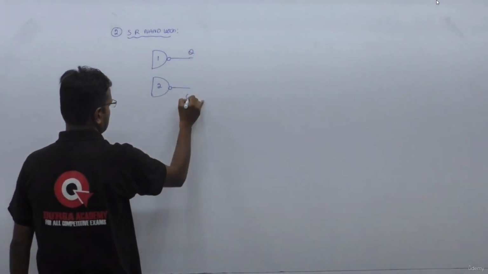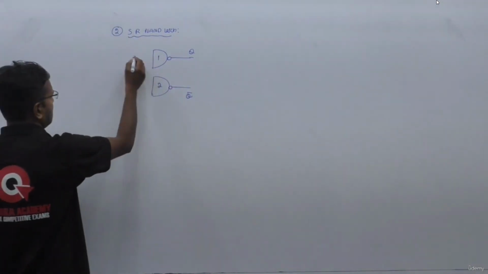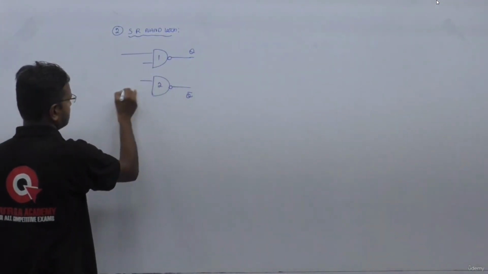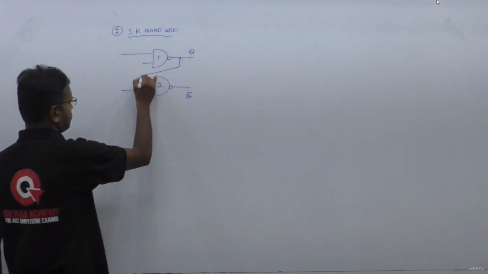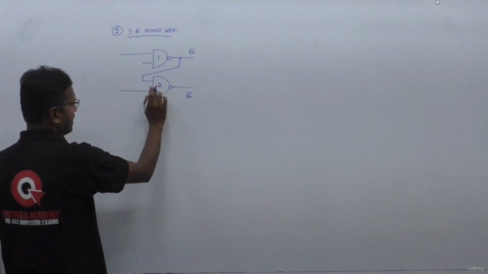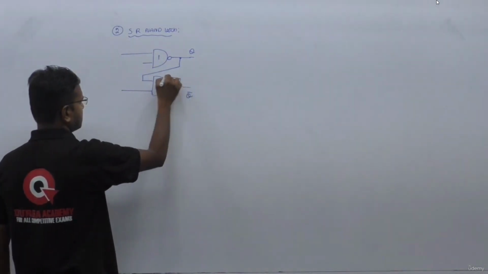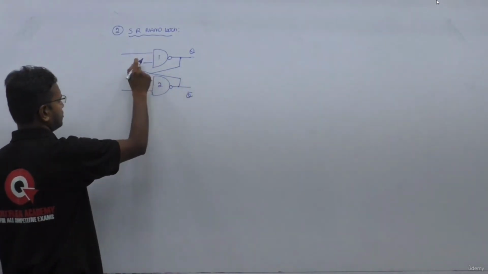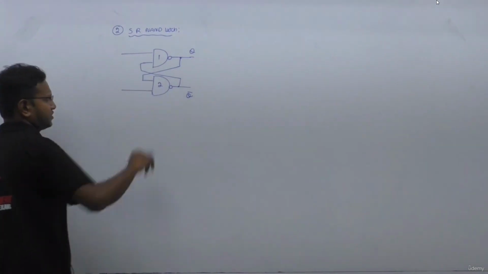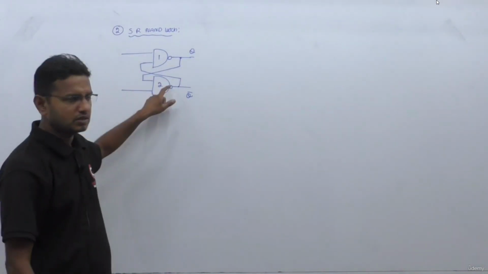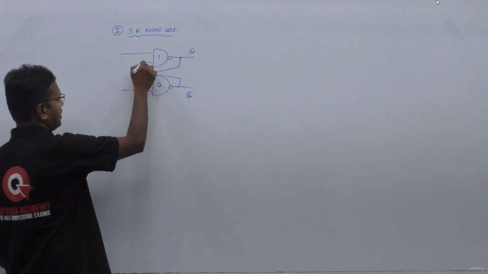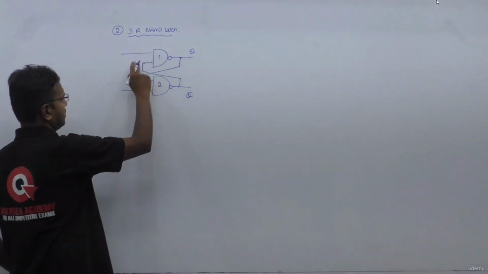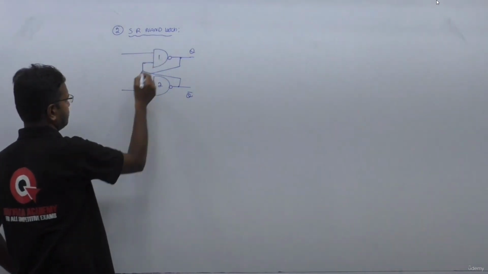The Q and Q bar are the outputs, the complementary outputs. And look at this. Here NAND gate 1 output is connected to the NAND gate 2 input, and the NAND gate 2 output is connected to the NAND gate 1 input. These types of connections are called cross coupling, and these cross coupling connections are basically feedbacks, and they will help us to retain the bit, or they will give us memory.